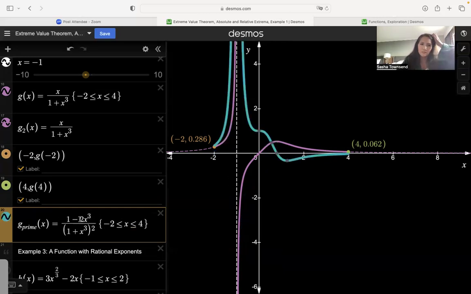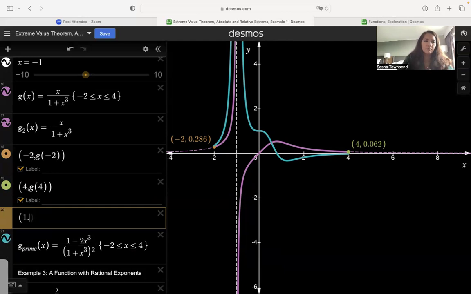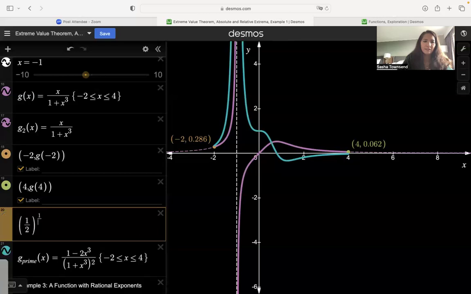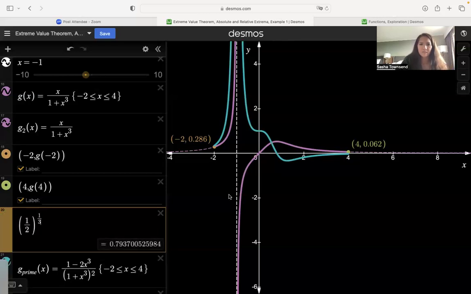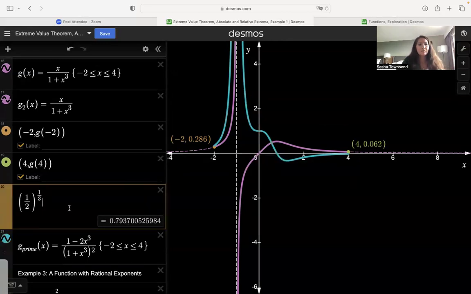So that function will equal 0 when the numerator equals 0. So it looks like x cubed is going to equal 1/2. So x is equal to the cube root of 1/2. And let me actually check that. 1/2 raised to the 1/3 power. I don't actually know how to do the cube root on Desmos. Yep, that's the same value. 0.794, or approximately 0.7937. It's actually at 1/2 to the 1/3 power.